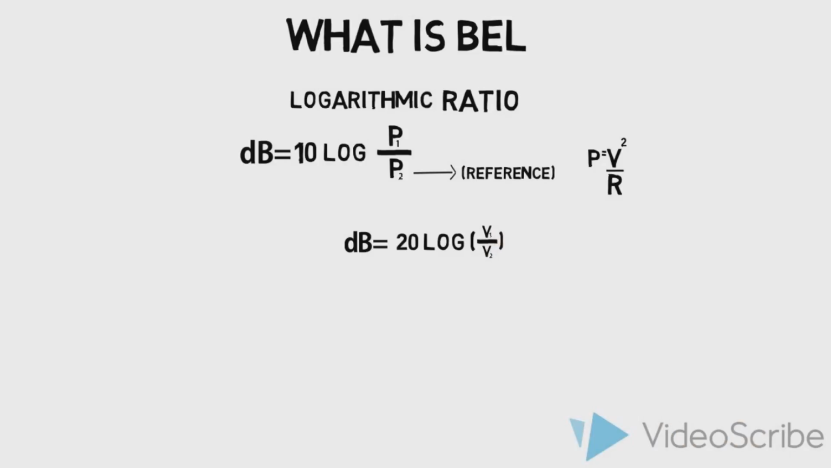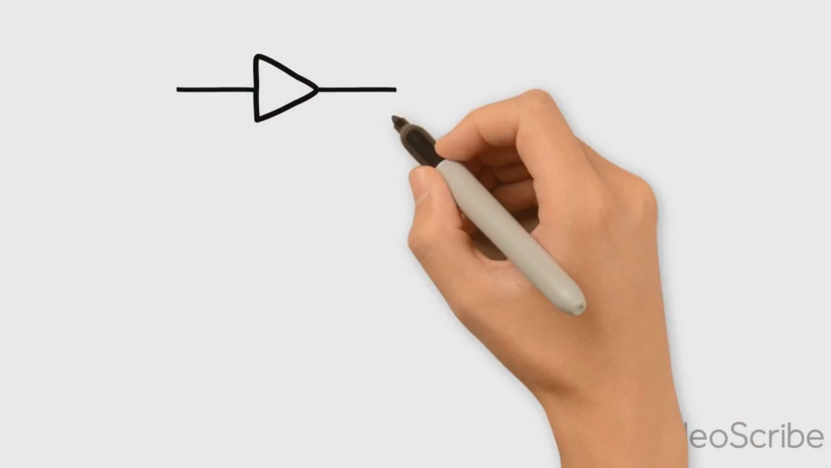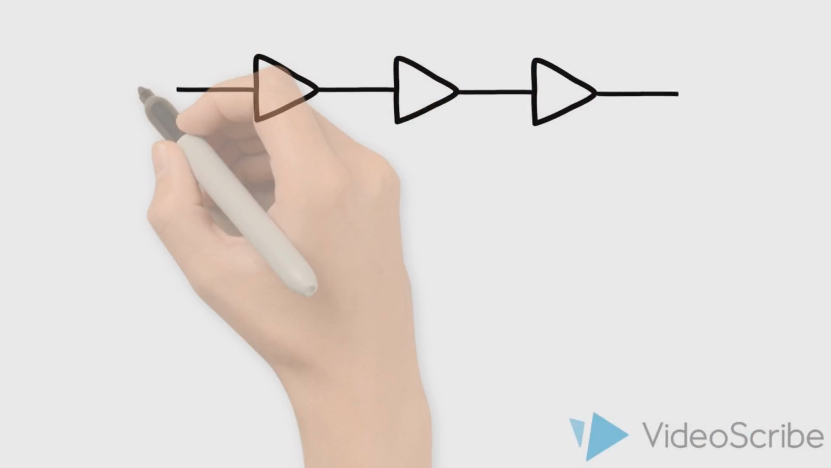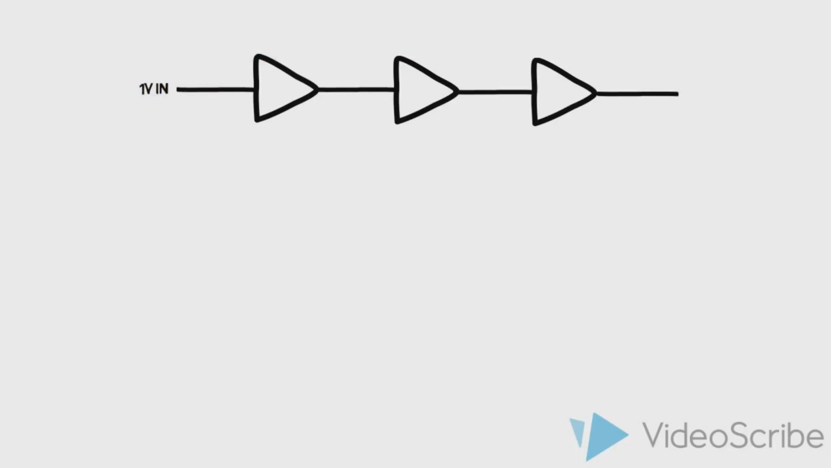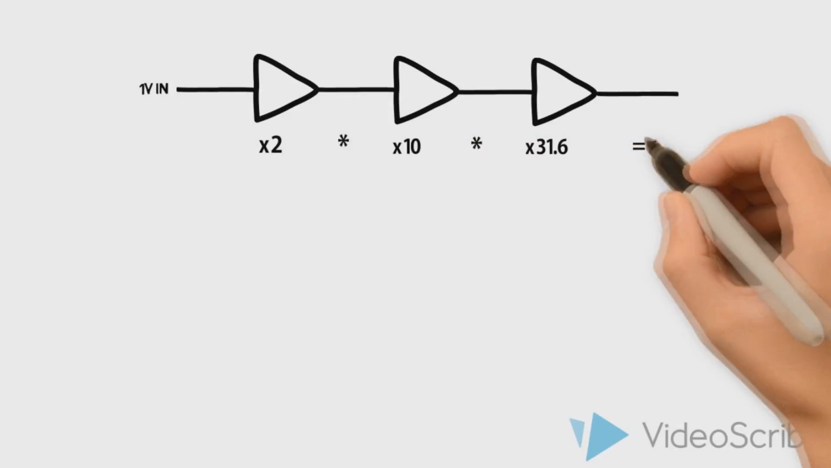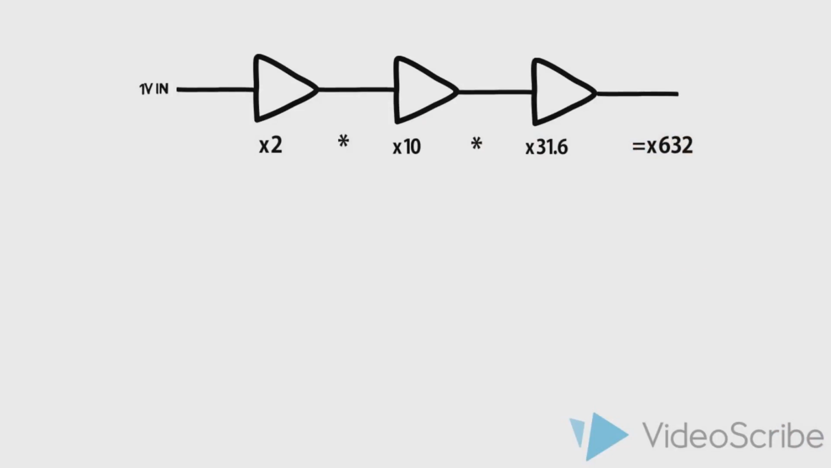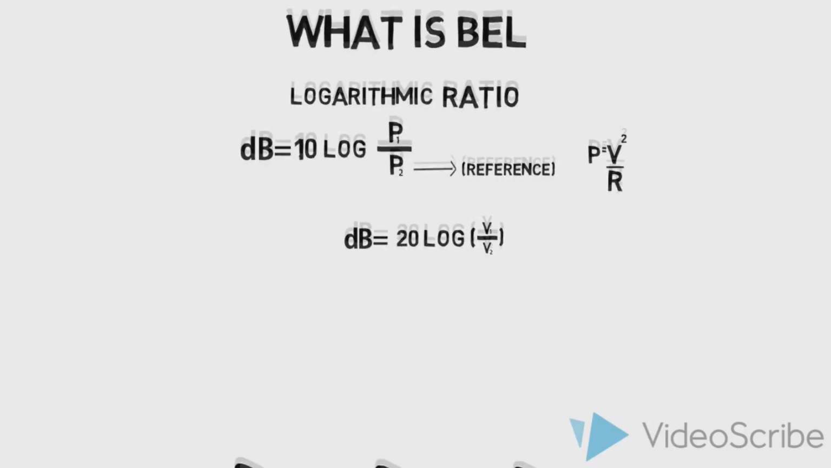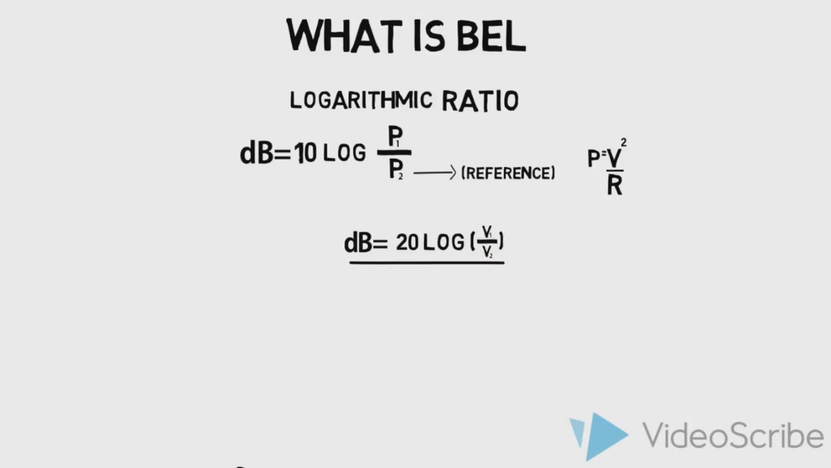An example where dB becomes useful is this simple circuit right here. When there is one voltage in, if you have a negative feedback that made the first amplifier have a gain of 2 and the second amplifier have a gain of 10 and the third amplifier have a gain of 31.6. And to find the total gain of the circuit, you have to multiply all the gains together and you get 632. And to change that ratio to a logarithmic ratio, we have to use the equation above.